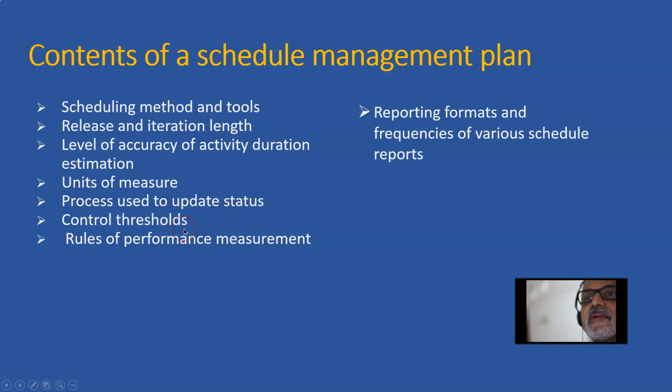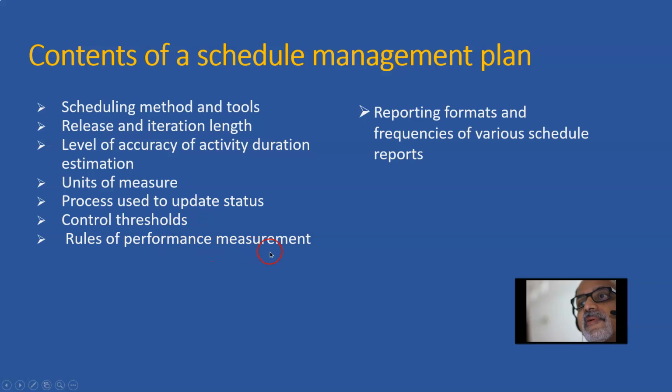Then control thresholds. That means if the schedule variance, let's say till 10%, the project manager can manage, and if it is above 10%, the project manager should get approval from the senior management, or a review of the schedule is required. So those kind of thresholds must be defined across stakeholders, and there should be common understanding, otherwise we are in trouble during execution time.